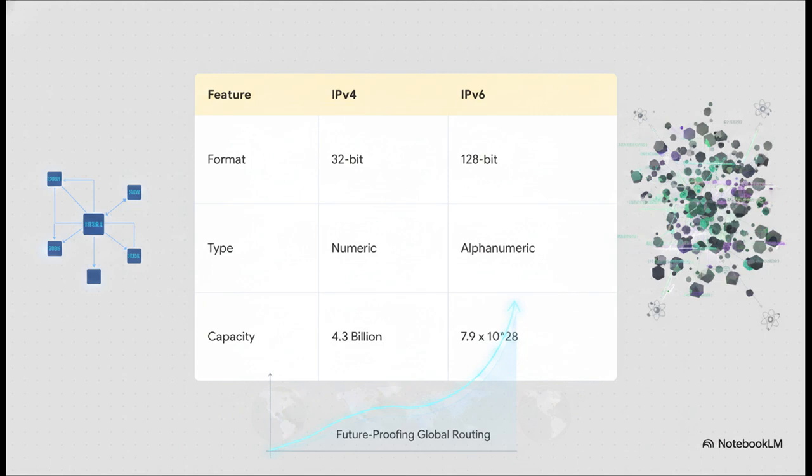A capacity of 7.9 times 10 to the 28th power. That is literally enough IP addresses to assign one to every single atom on the surface of the Earth, making the jump from IPv4 to IPv6 completely future-proofs global routing for generations.